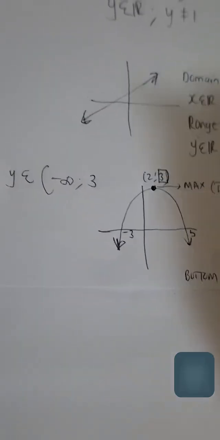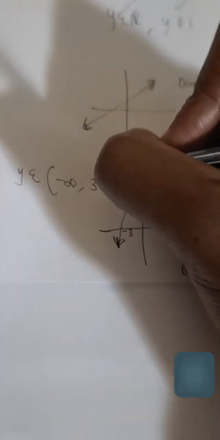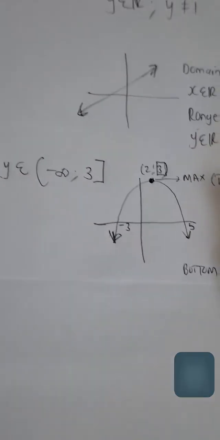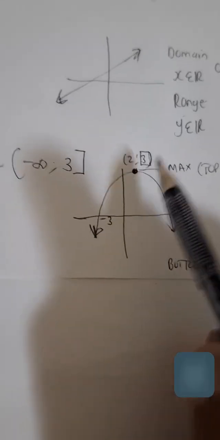If you were to write your answer in interval notation, you're going to say y is an element of open bracket, negative infinity to 3. But then you would write a square bracket, not an open one, because 3 is included.